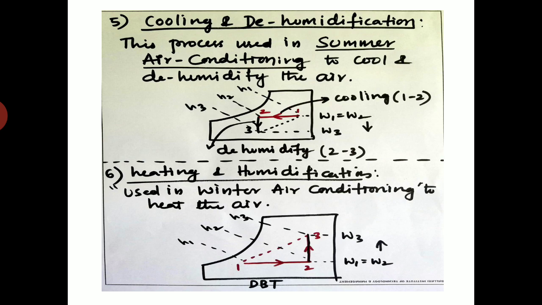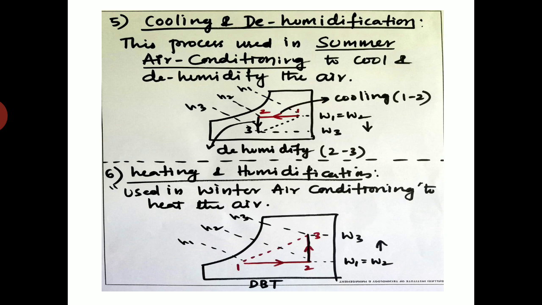This type of process can be used in the air conditioning system where the high temperature has to be removed. Dehumidify means removal of moisture has to be done, then adding cool air inside the chamber or inside the room. So cooling is 1 to 2, then 2 to 3 indicates dehumidification. This is called the cooling and dehumidification process.